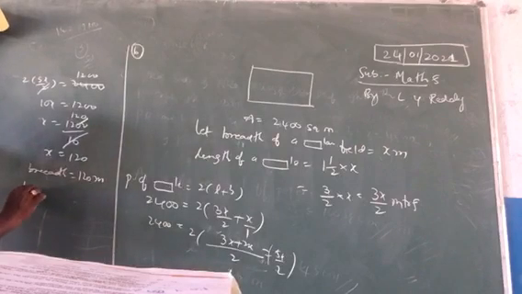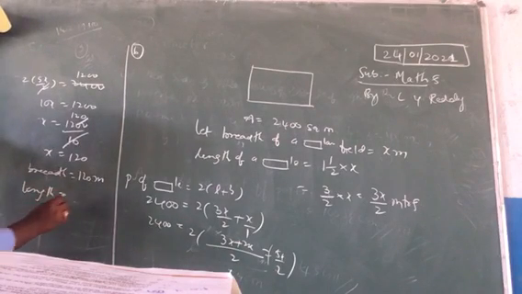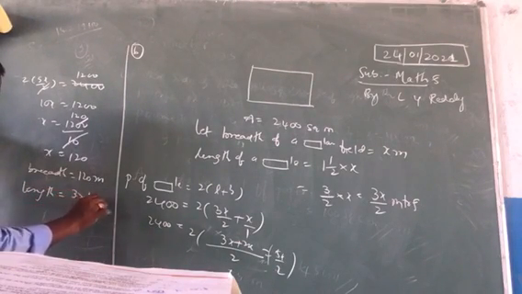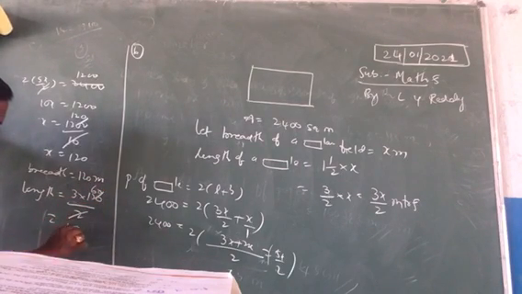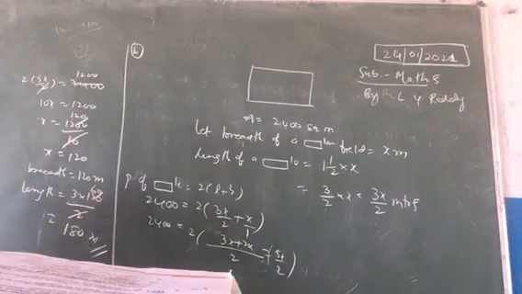Length equal to 3x by 2, children. 3 into 120 by 2. The 2 cancels with 120, giving 3 into 60 equal to 180 meters, children. So breadth is 120 meters and length is 180 meters.